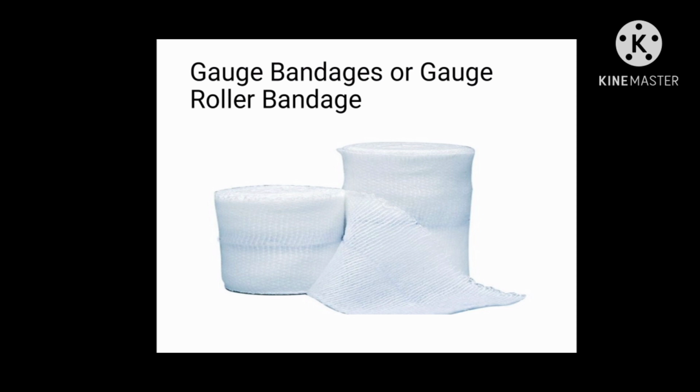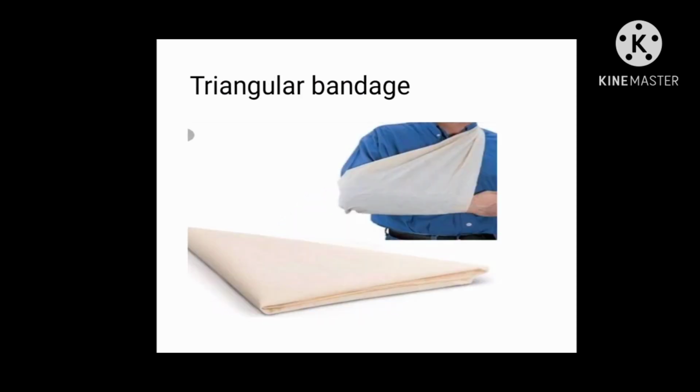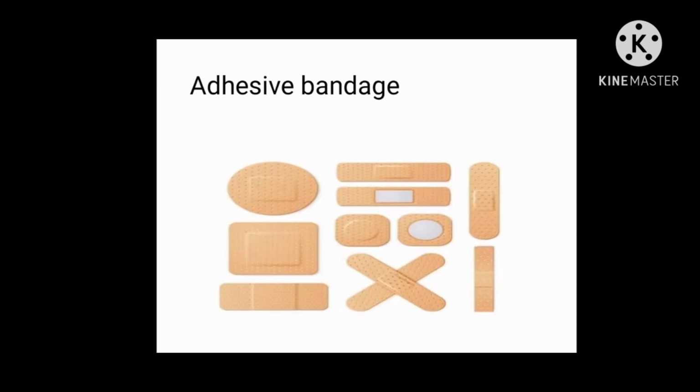Now we will see the different types of bandaging. First, gauze bandage or gauze roller bandage. Second, compression bandage. Third, triangular bandage. Fourth, tube bandage. And adhesive bandage.